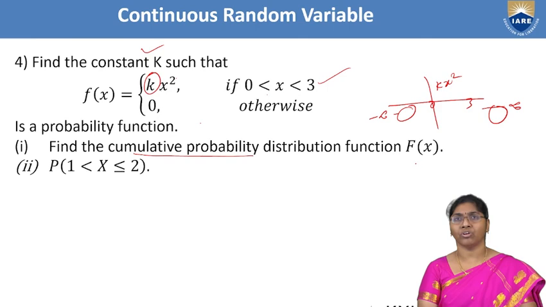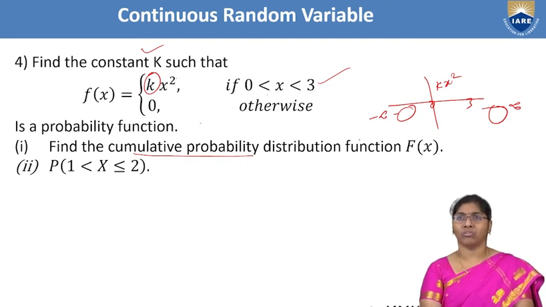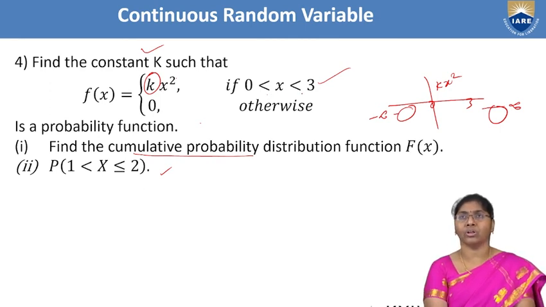Already in the earlier session we saw the cumulative probability distribution formula. In that formula we substitute here, and we get the cumulative probability distribution function. And the second one, they are asking 1 less than x less than or equal to 2. This is in between 0 and 3, so we get k into x square.